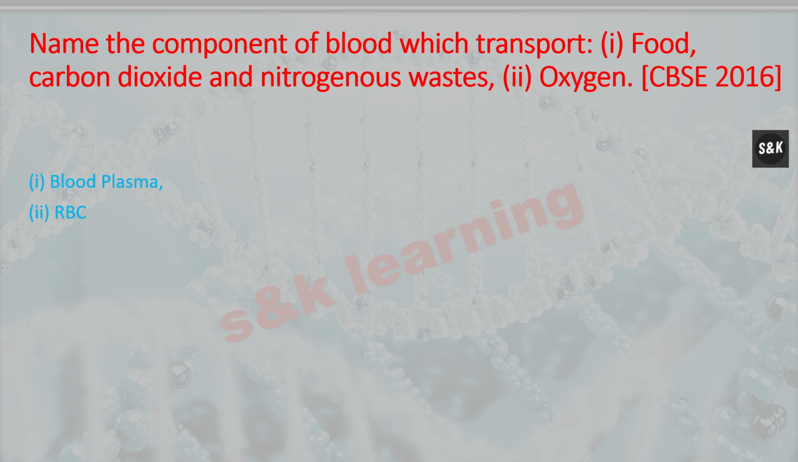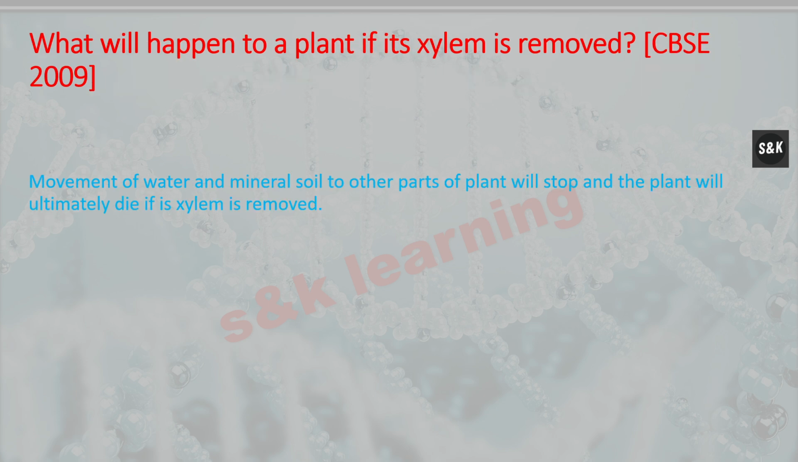Next, name the component of blood which transports food, carbon dioxide, and nitrogen waste. The blood component which transports food, carbon dioxide, and nitrogen waste is blood plasma, and oxygen is transported by RBC. What will happen to a plant if its xylem is removed? Movement of water and minerals from the soil to other parts of the plant will stop, and the plant will ultimately die if xylem is removed.